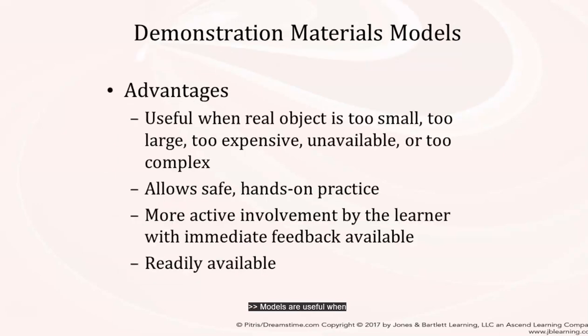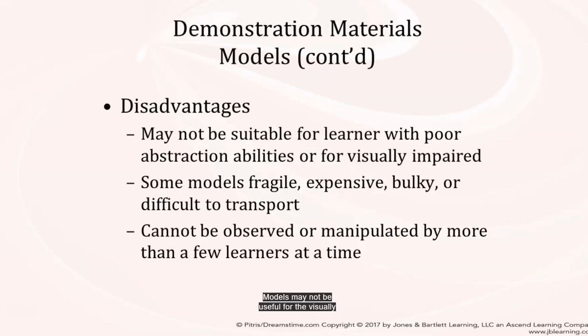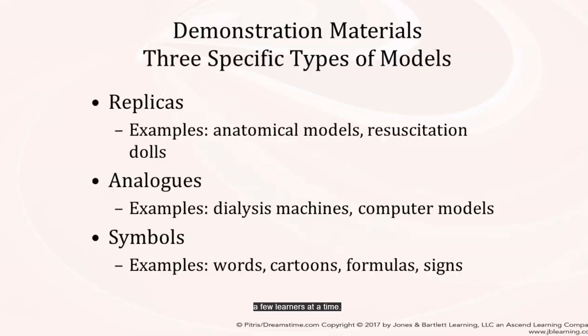Models are useful when the real object is too small, too large, expensive, unavailable, or complex. They provide hands-on learning for tactile learners and provide immediate feedback. Models may not be useful for the visually impaired or may be too fragile, expensive, or bulky to transport and can only be used for a few learners at a time. Examples of models are replicas, such as dolls, analogs, such as simulation mannequins, and symbols such as formulas, mathematical signs, cartoons, etc.